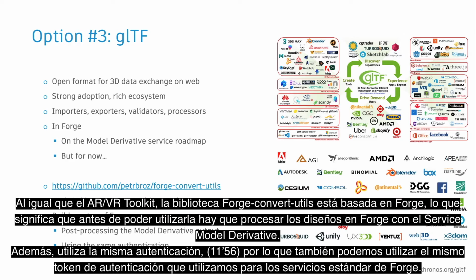Just like the AR/VR Toolkit, the Forge Convert Utils library also builds on top of Forge, which means that before you can use it, you will want to process your designs in Forge with the model derivative service. And it also uses the same authentication. So again, you can use the same access token that you would use if you were communicating with the standard Forge services.